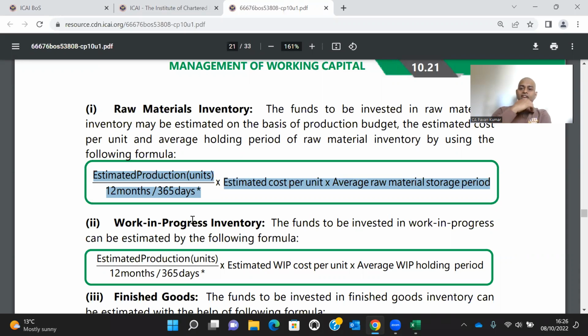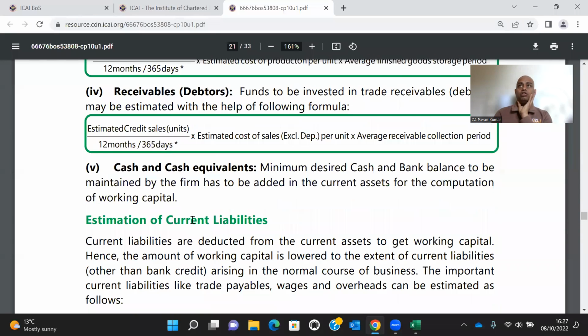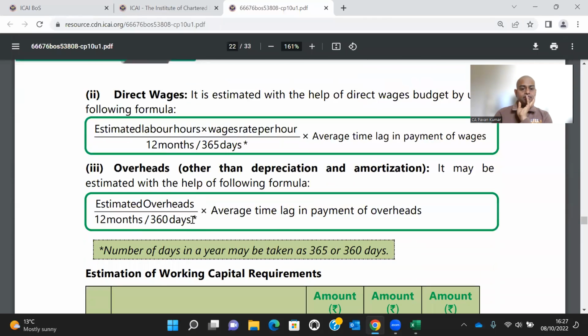What did they want to tell you? The Three Idiots movie is there, no? भाई तुम क्या कहना चाहते हो? What do you want to tell? Don't worry about this formula and all. I'll tell you how to calculate. Don't worry, I'll take you through all this formula. Okay. So straight we'll go to the question.